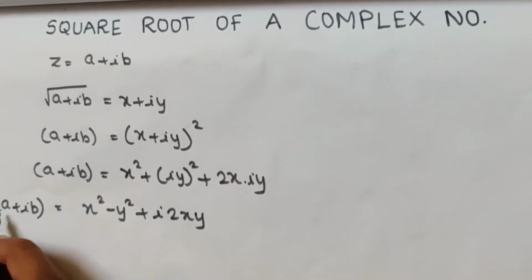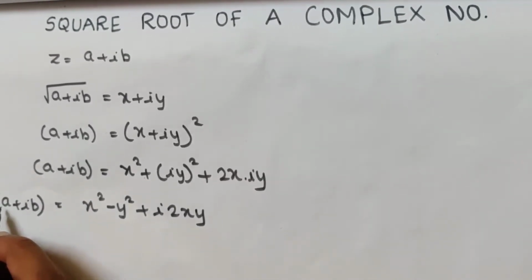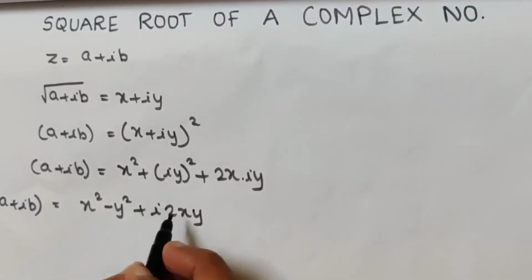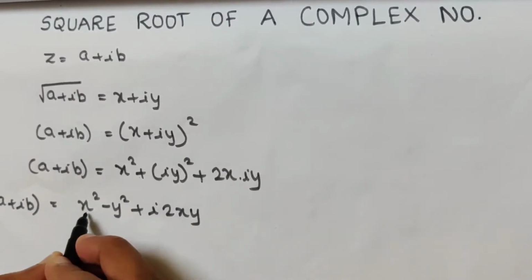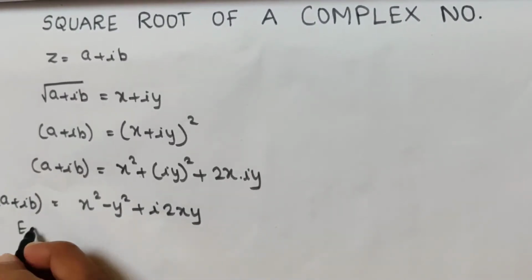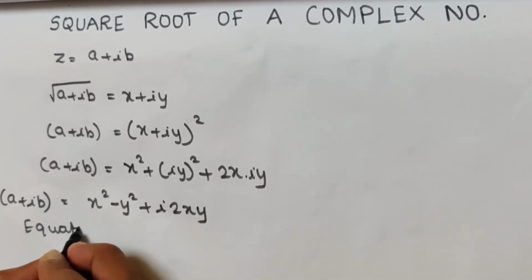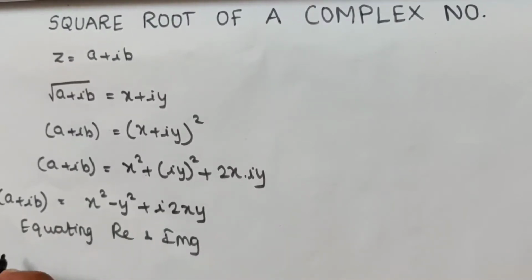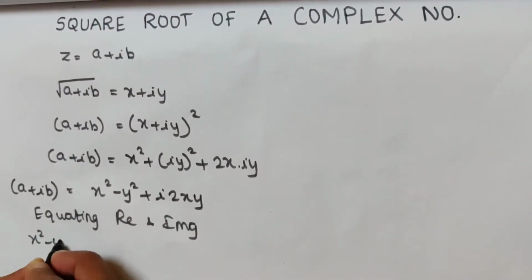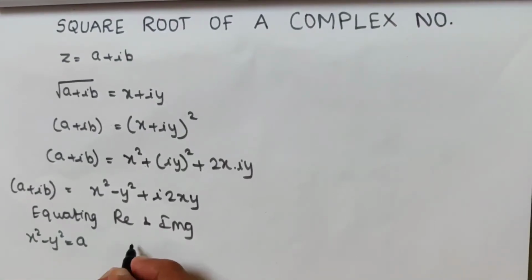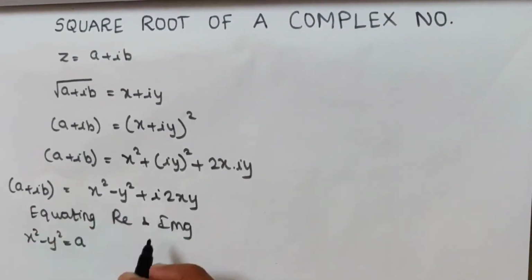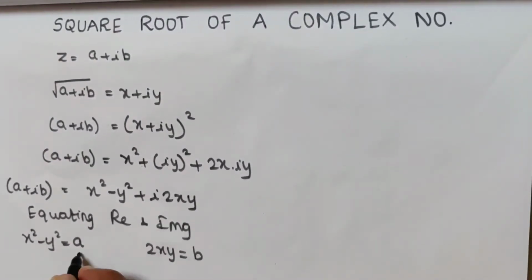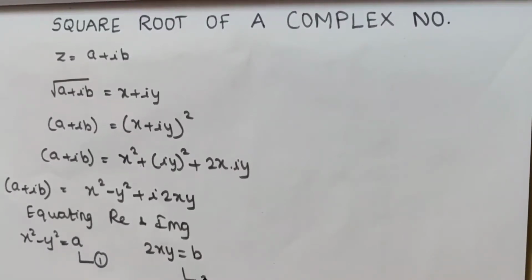On the left hand side, the imaginary part is b and the real part is a. On this side, the imaginary part is 2xy and the real part is x square minus y square. So equating real and imaginary, x square minus y square is equal to a, and if we equate the imaginary, 2xy is equal to b. So I am going to keep this as first equation and this as second equation.